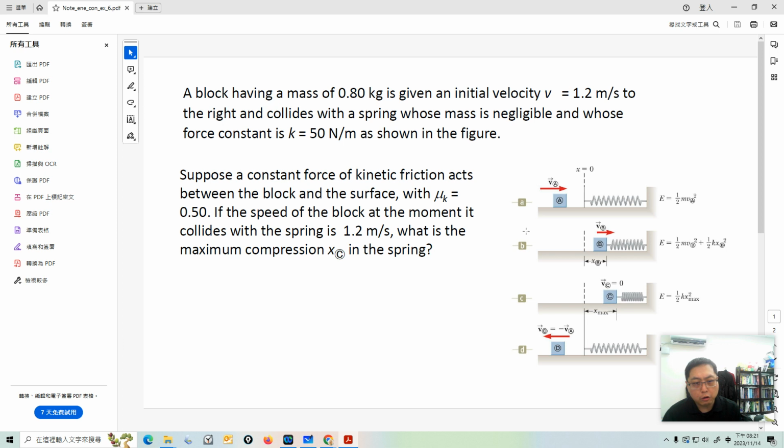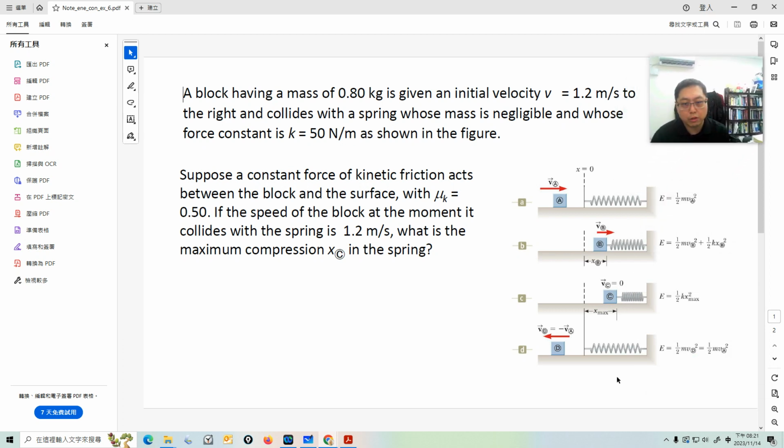Between the states A and C, there's no maximum compression. The maximum compression only happens when the velocity of the mass is equal to 0. That's just what this picture shows. What is this picture trying to demonstrate? We understand that when it has reached the maximum compression, the velocity of this object becomes 0.